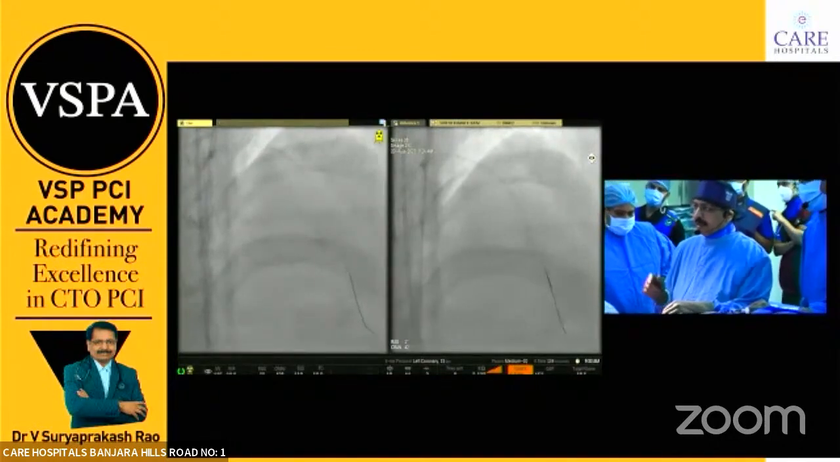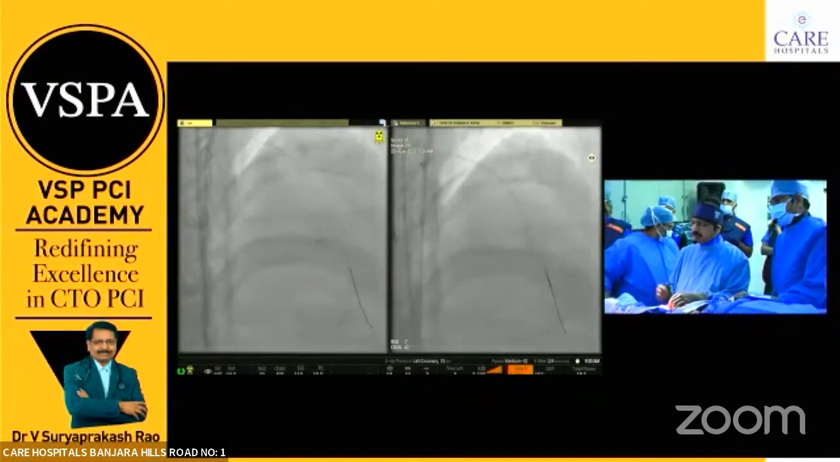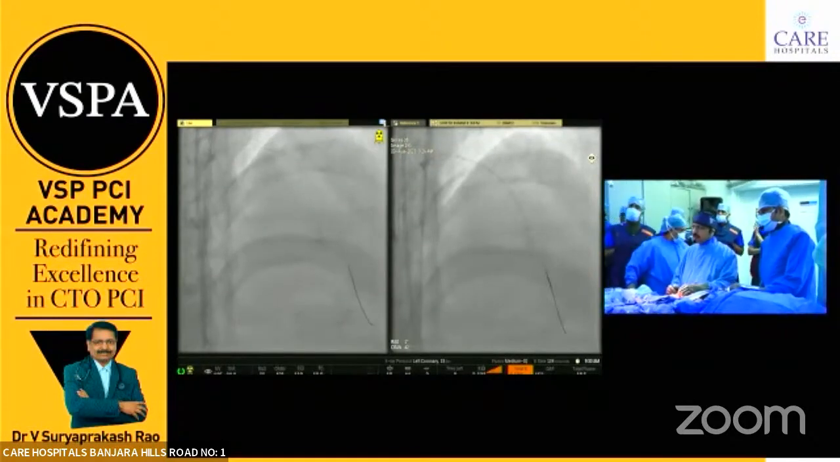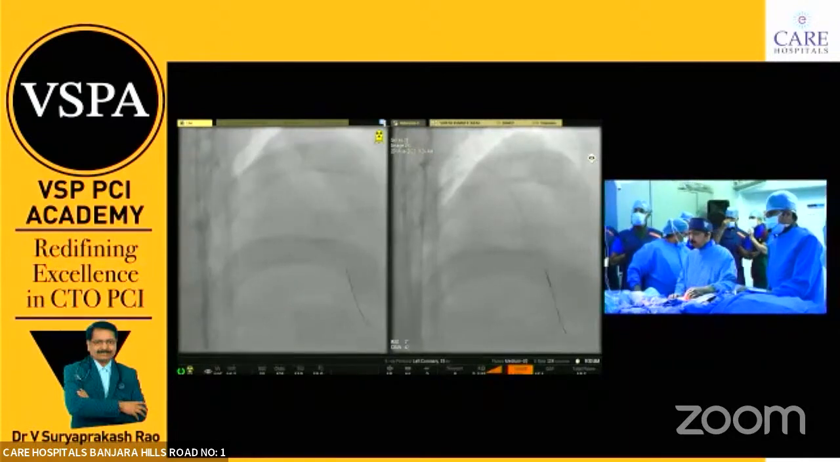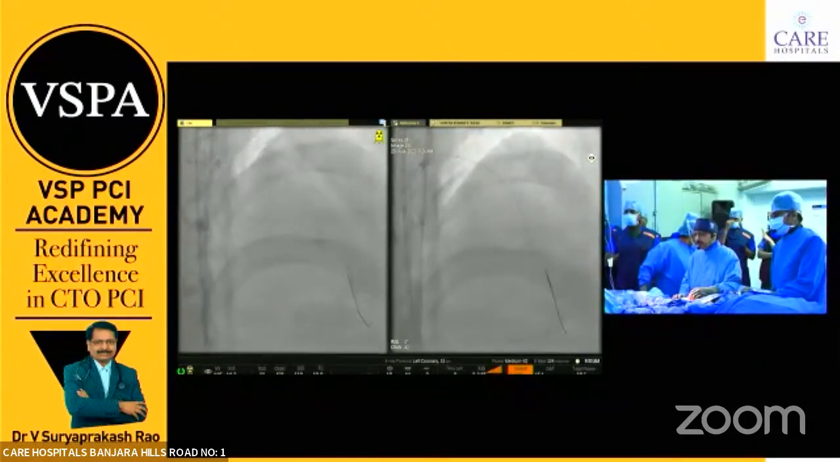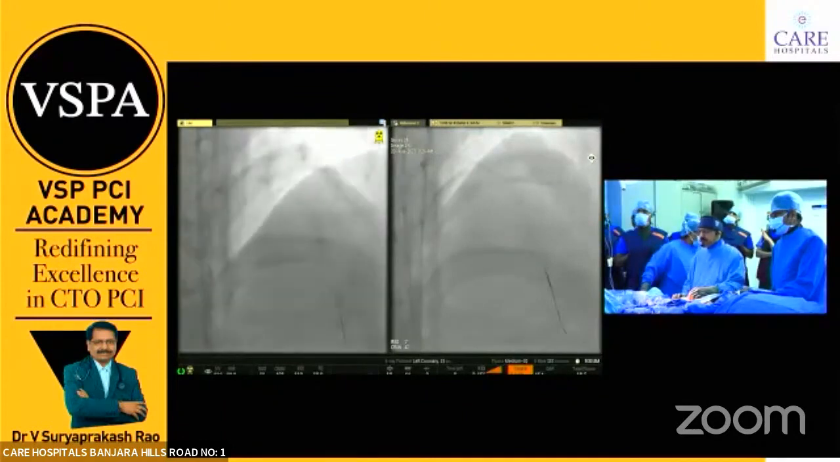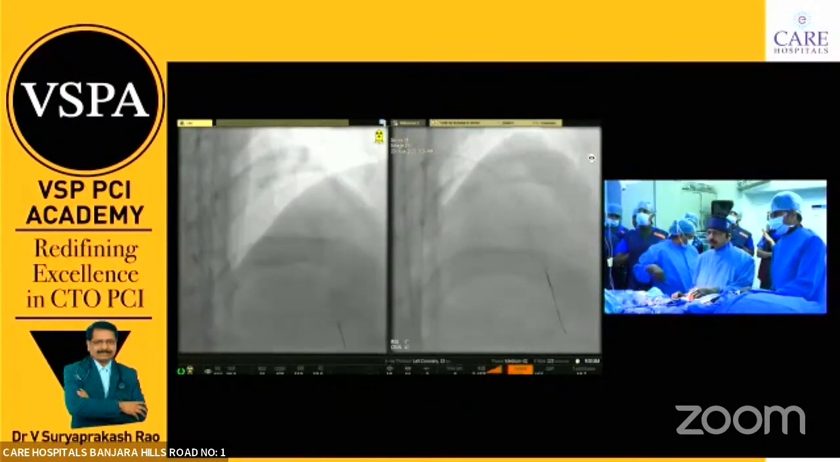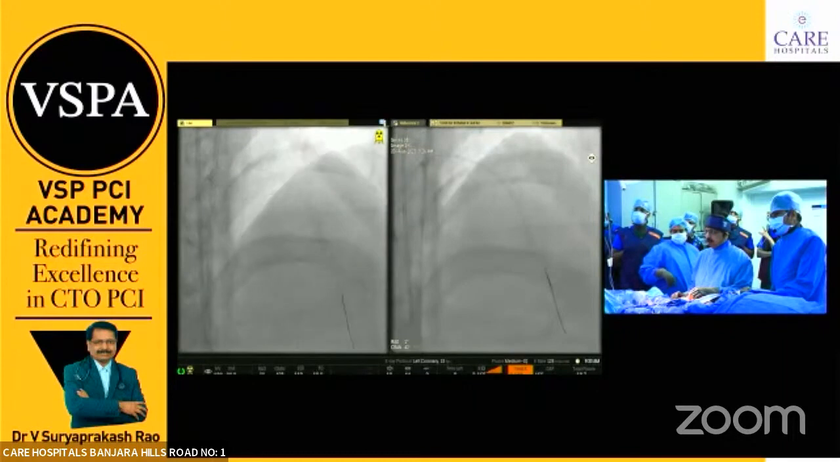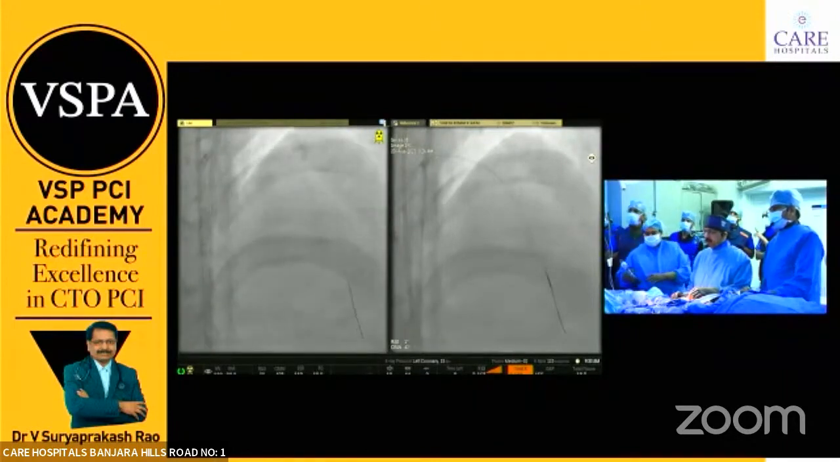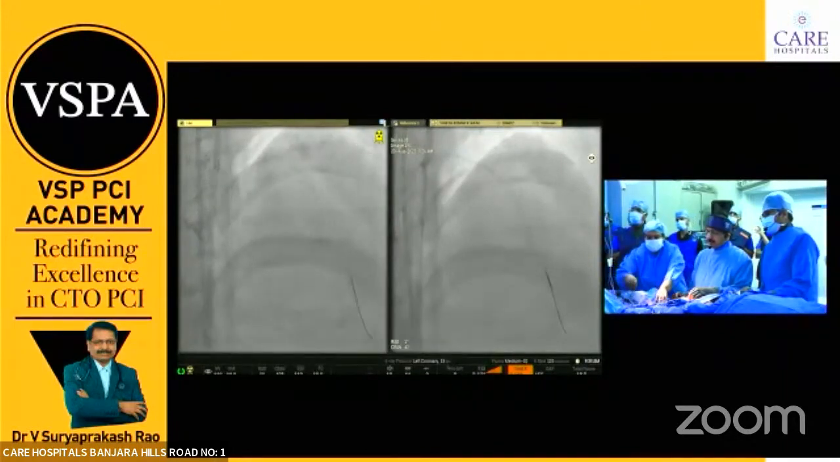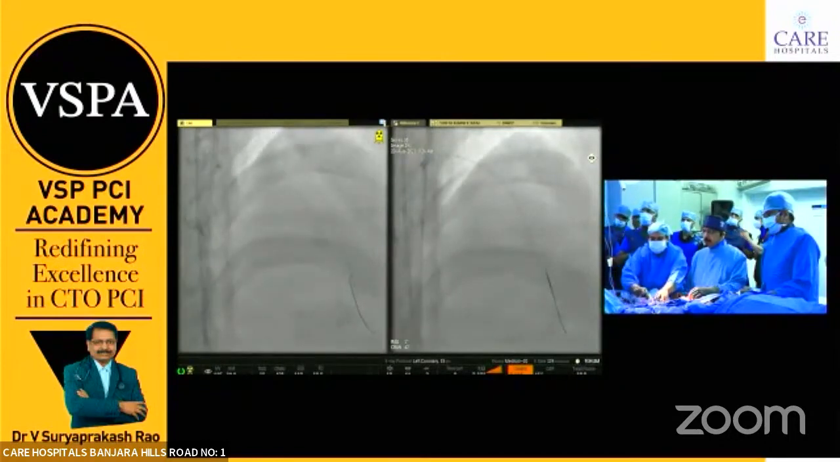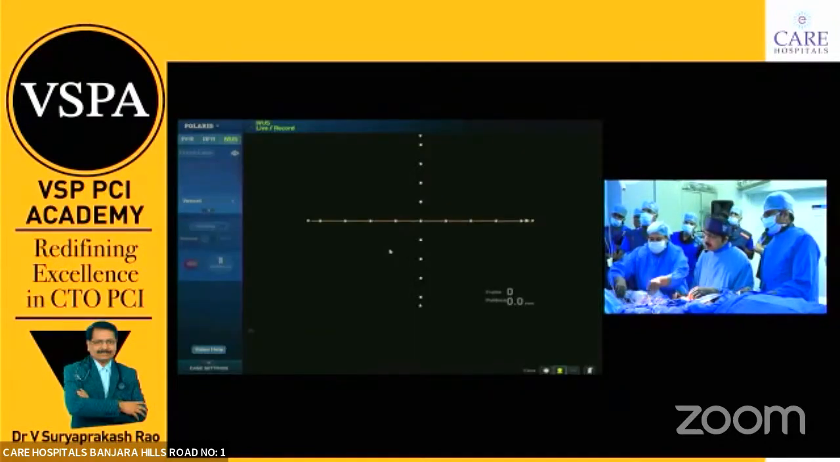And there is calcium of almost 360 degrees in the proximal portion of the mid portion of the LAD. Again, there is a very dense calcific lesion, which I expected at the proximal LAD. But the wire is in the true lumen. The LM appears clean.